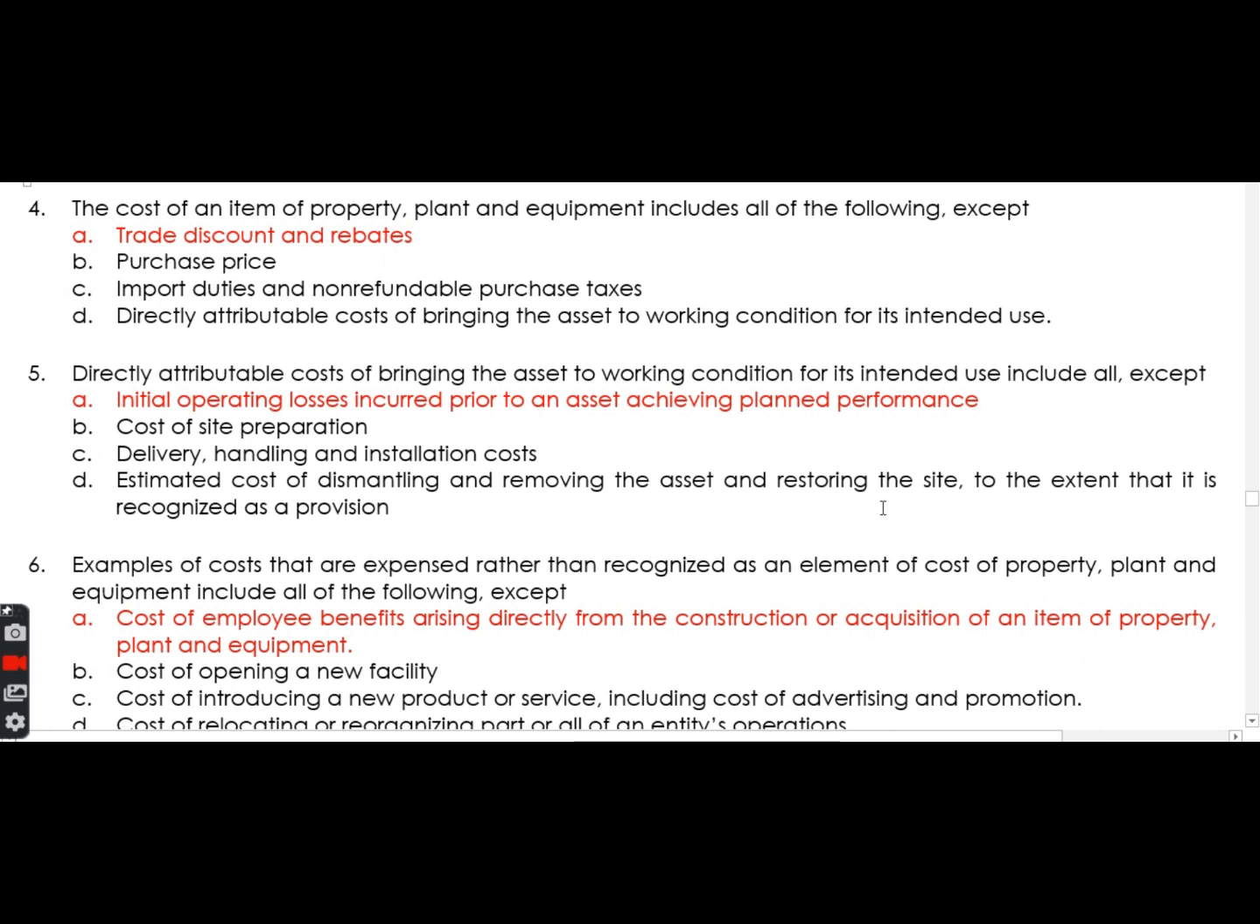Number 4. The cost of an item of property, plant, and equipment includes all of the following except, ano ang hindi capitalized, di ba? So, bakit hindi capitalized ang trade discount and rebates? Di ba kasi binabawas yon sa purchase price? Okay, kaya ang sagot ay letter A. Yung purchase price, import duties, directly attributable cost, lahat yan ay capitalizable.